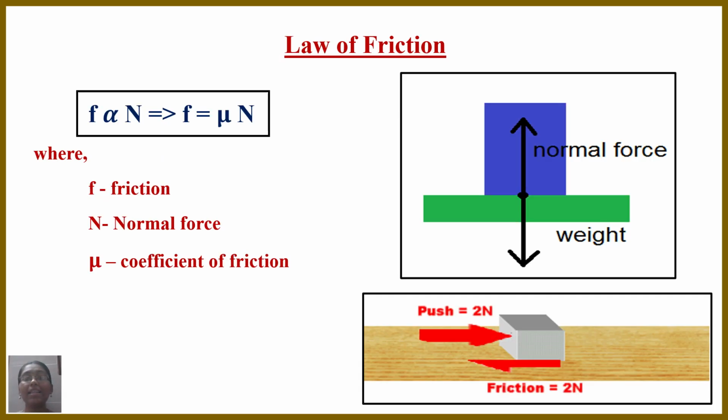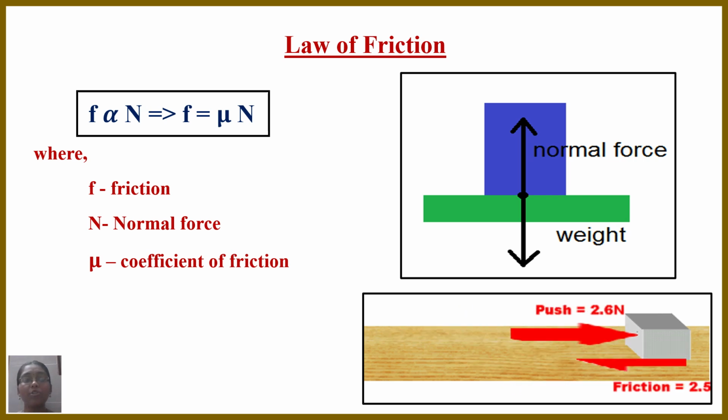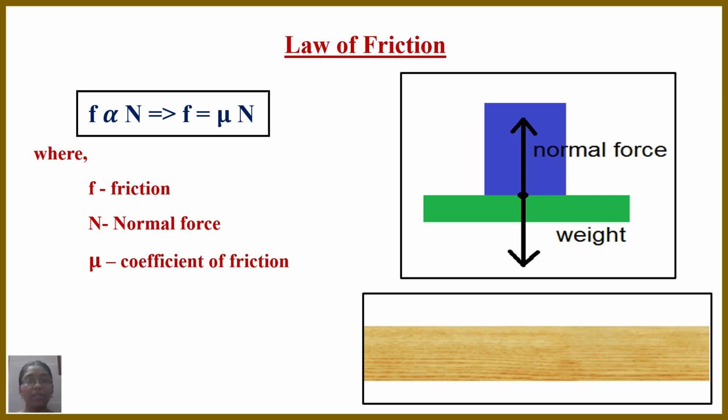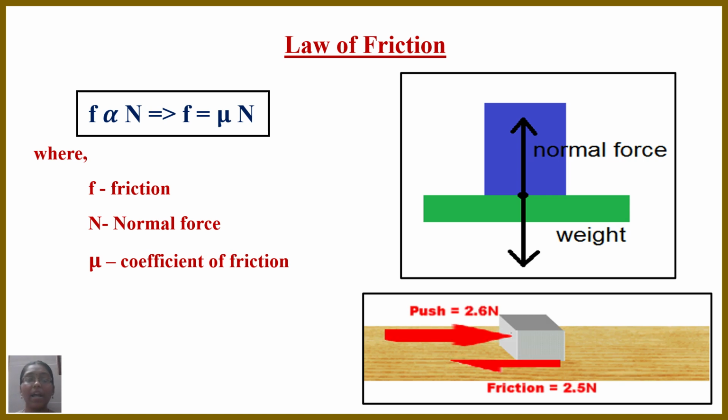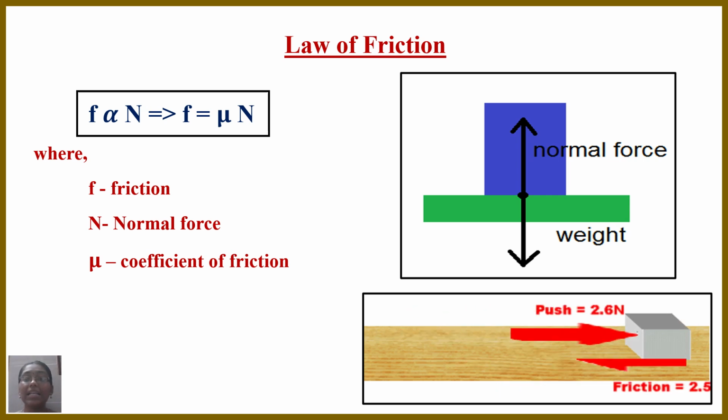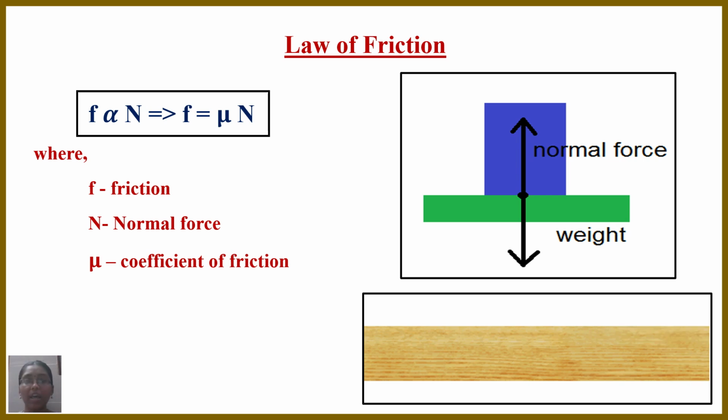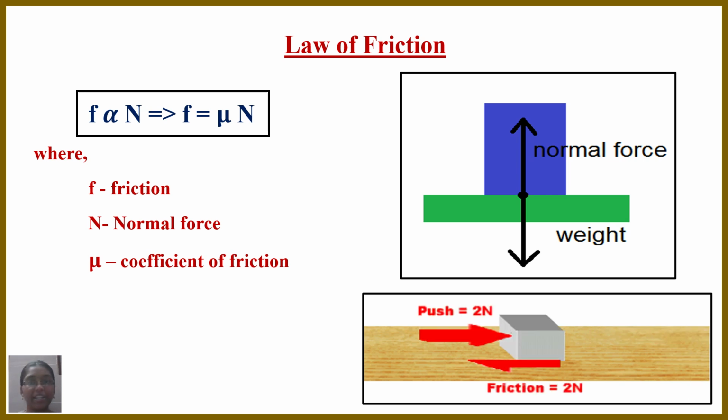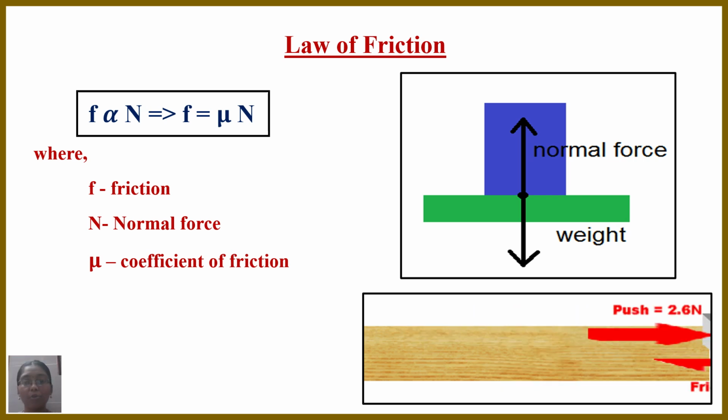Now, let's see the law of friction. The law of friction means friction is directly proportional to the normal force. Just now we have discussed friction. Normal force is nothing but the force exerted by the surface on the object. It always acts in the upward direction. Now, the law of friction says that they both are directly proportional.